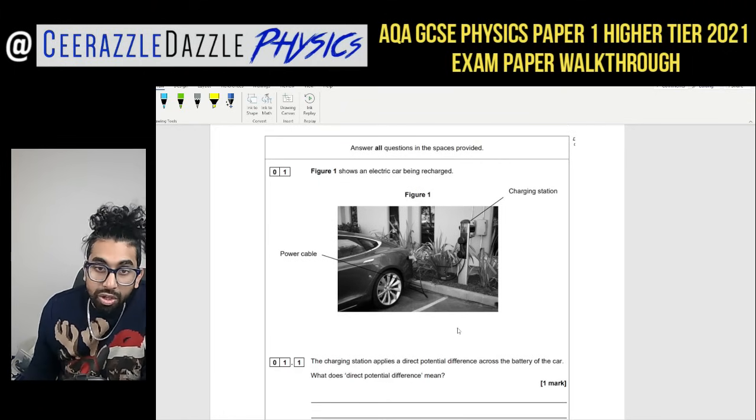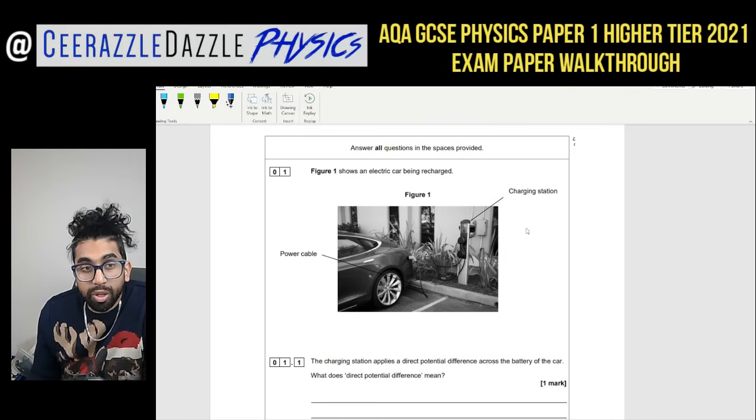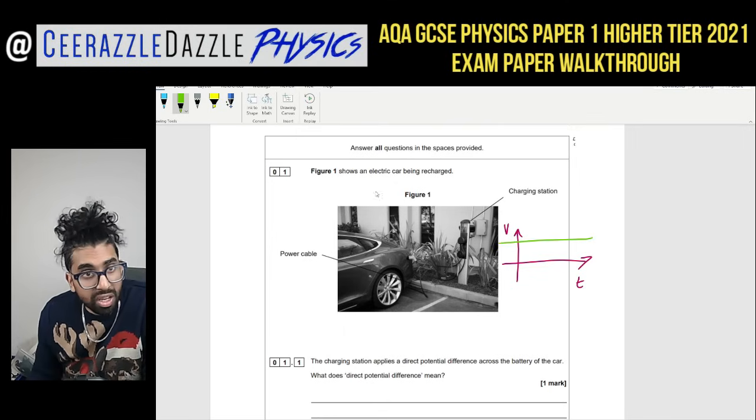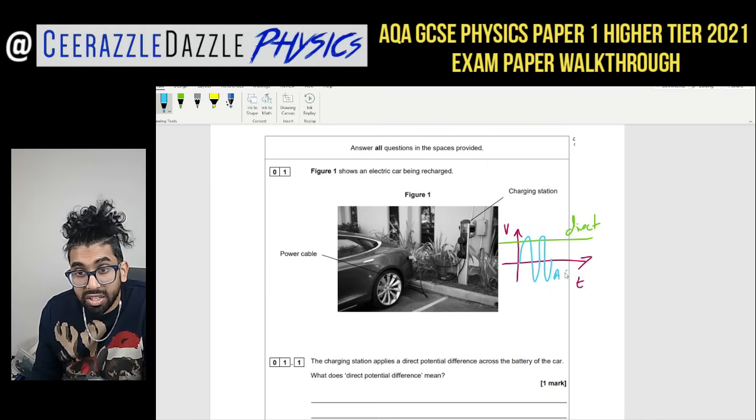Question 1, figure 1 shows an electric car being recharged. The charging station applies a direct potential difference across the battery of a car. What does direct potential difference mean? Hopefully we can remember that in GCSE Physics the potential difference can flow in two different ways. I've got a voltage time graph here. It could be direct like this, or it could be alternating, going up and down. So this one is AC, alternating current.